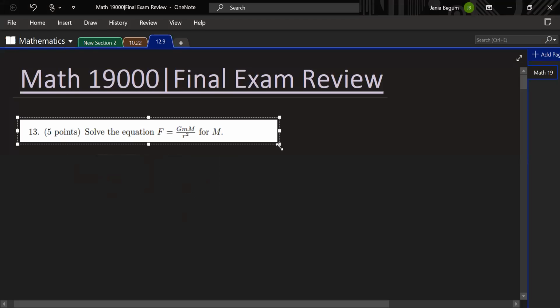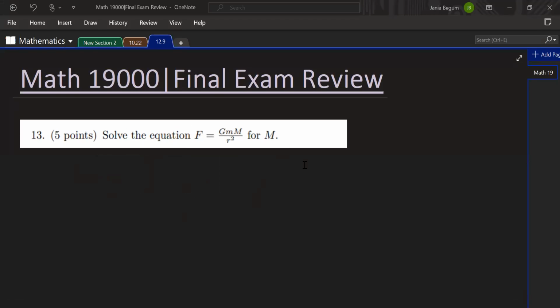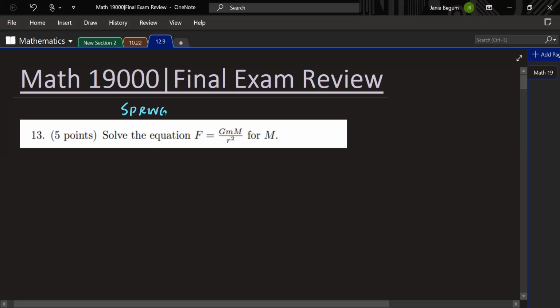So here's number 13. We're given an equation and we want to solve for the variable m. So this is called a literal equation, which we studied in probably chapter 1, somewhere in one of those chapters. So this question is coming from spring 2018. Okay, so if I'm solving for capital M, let's locate it right here.